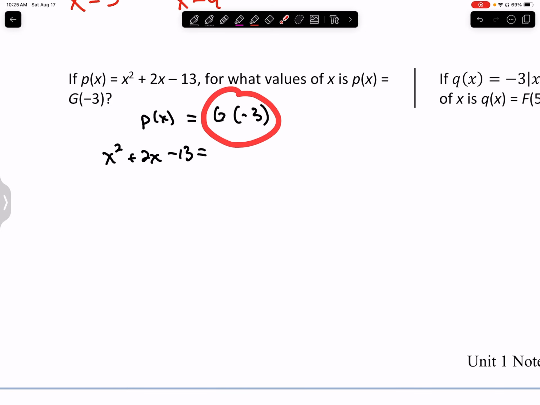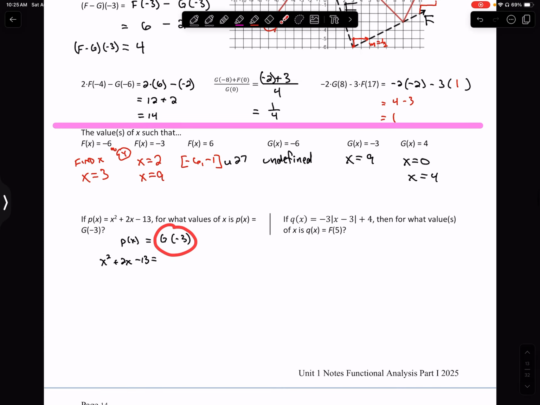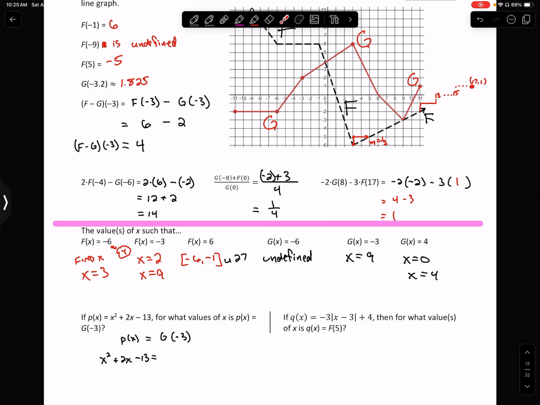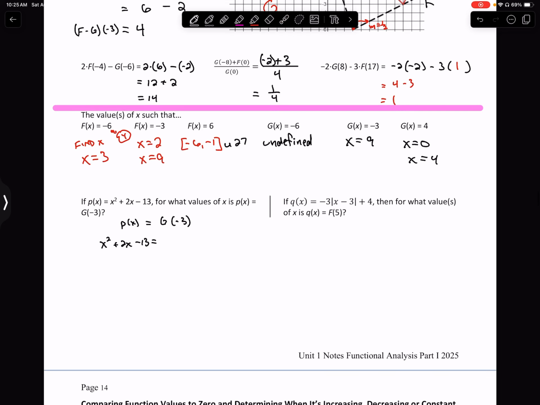And what is g of -3? Well, this is a continuation of this graph up here. G of -3 is a +2. We're going to put a 2 in for the right side of the equation.